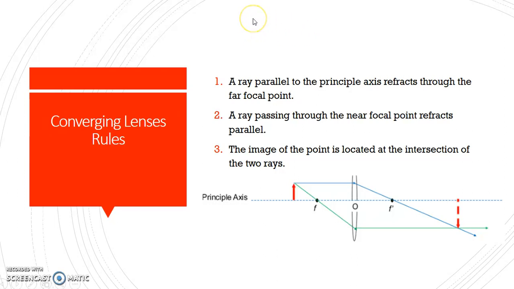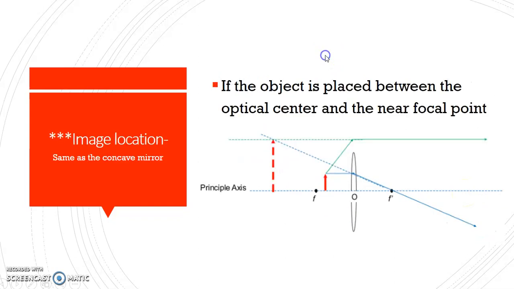So here are the three rules with a converging lens. First of all, a ray parallel to the principal axis refracts through the far focal point. That's going to be the blue line down here. So we see a line, and it's going to refract or bend and travel through that far focal point. And then a ray that passes through the near focal point is going to refract parallel. So if we have a ray going through the near focal point, after it crosses the lens, it's going to go parallel. And when those two intersect, that's where the image is going to be formed.